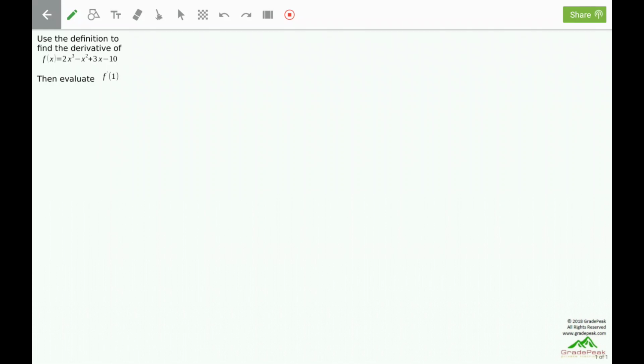Use the definition to find the derivative of f of x equals 2x cubed minus x squared plus 3x minus 10. Then evaluate f prime of 1. The first thing to do is write down the definition of the derivative. f prime of x equals the limit as h goes to 0 of f of x plus h minus f of x, divided by h.